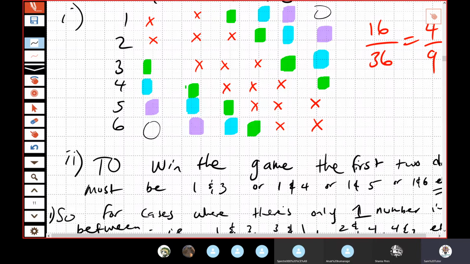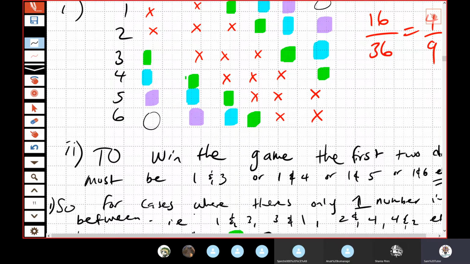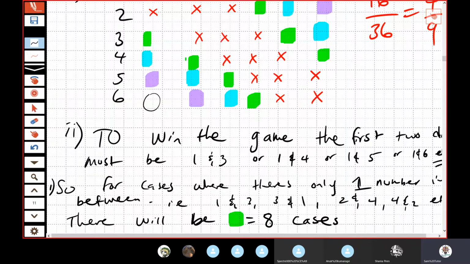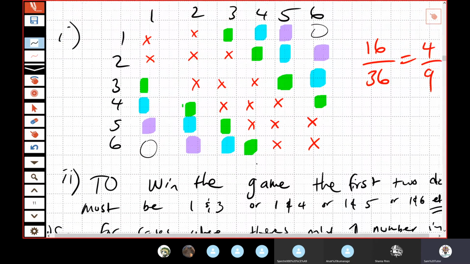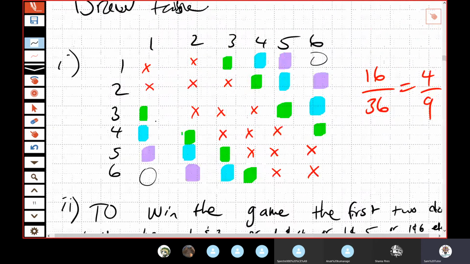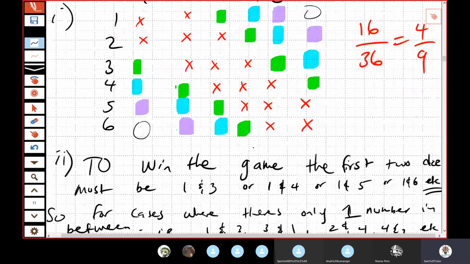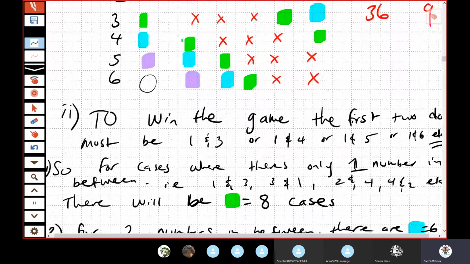So, for cases where there's only one number in between, i.e. 1 and 3, there's only one number in between, which is 2, or 3 and 1, there's one number in between you could win, which is 2. 2 and 4, there's only one number in between, which is a 3, and so on. So for all those cases, there will be 8 such cases, and they're in green. So 1, 2, 3, 4, 5, 6, 7, 8. All of these cases, there's only going to be one number in between such that you can actually win in the third die.